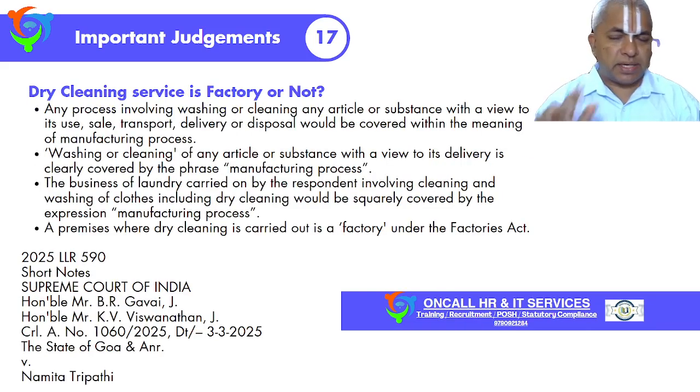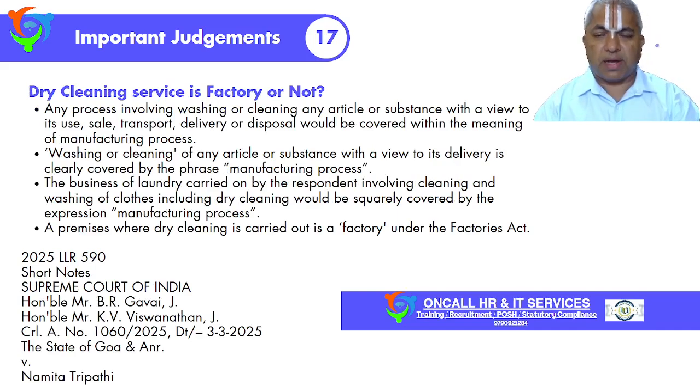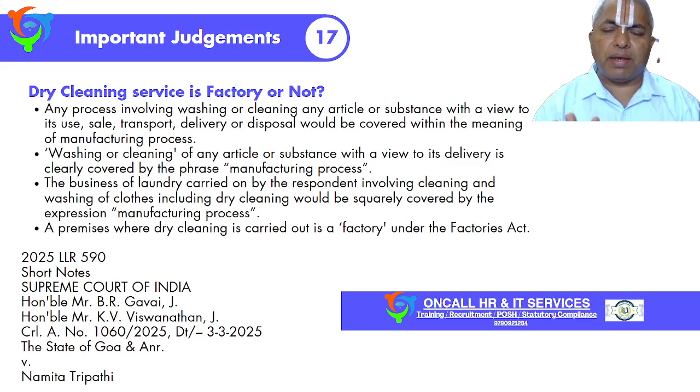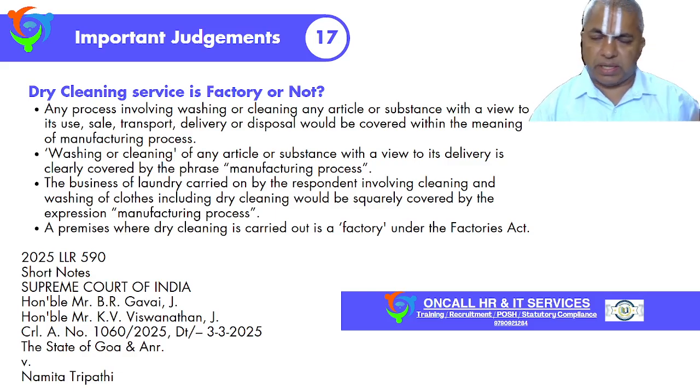Dry cleaning, an interesting judgment. When you receive dirty clothes, wash them through a washing machine and give them back to the customer, whether that unit will become a factory or not. When you want to decide whether a place is a factory or not, there are two things you have to see. One is 10 manpower with power, 20 manpower without power. That is one criterion.